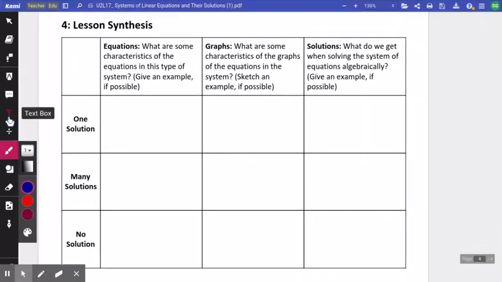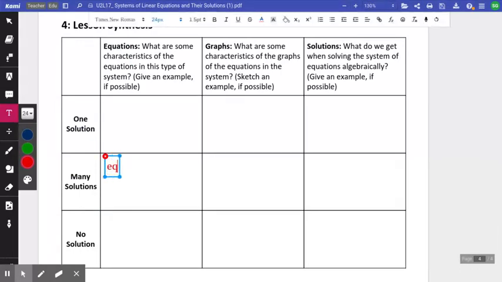Alrighty. So in these, let's start with the equations here. If it has, I'm going to come down to many solutions first. Many solutions, the theme of today is that they are equivalent equations. Equivalent equations meaning that I can change one equation to look like the other. An example could be something like y equals 3x plus 2. And if I were to double that equation, 2y equals 6x plus 4.